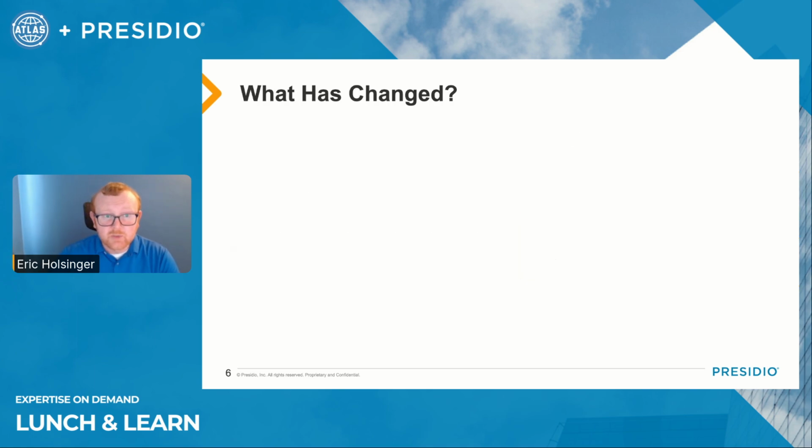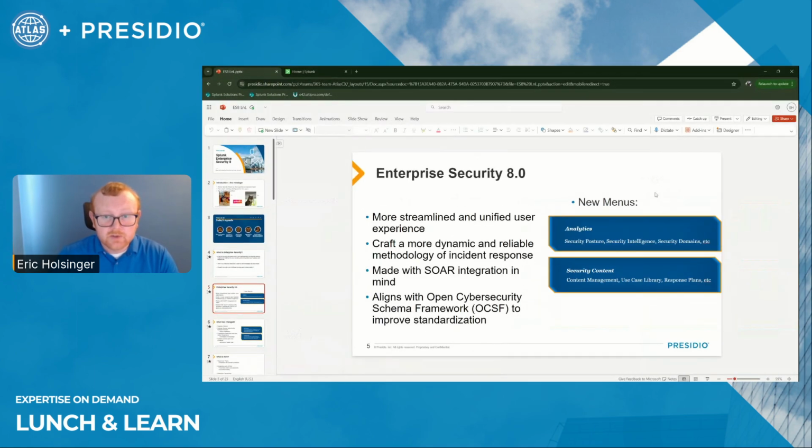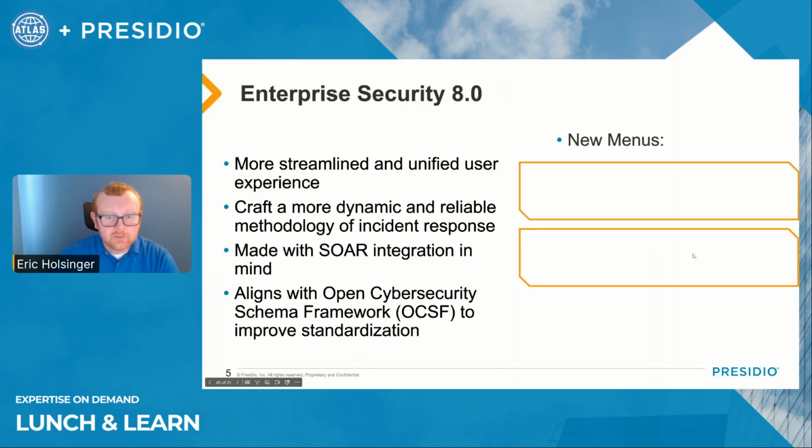So we have a couple of different new menus here, and they're not going to show up for us. So we have analytics. That includes your security posture, security intelligence, security domains, etc. And we'll look at these in just a little bit. This is basically a little bit of information for people a little bit more used to ES. And then your security content is where your content management, use case library, response plans, etc. are held. So like I said, we are definitely going to look into that.